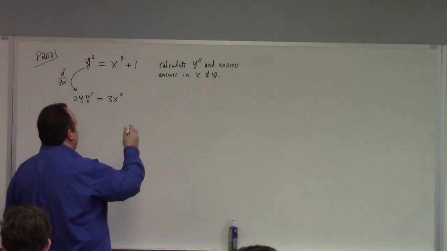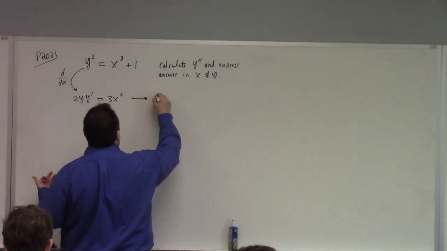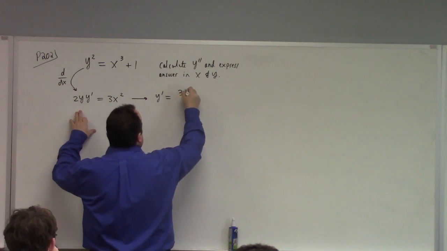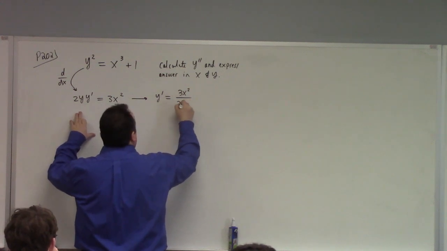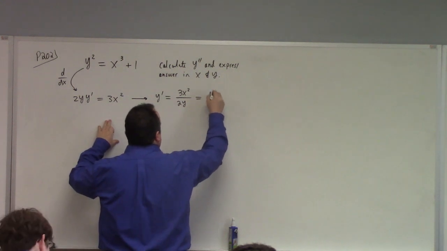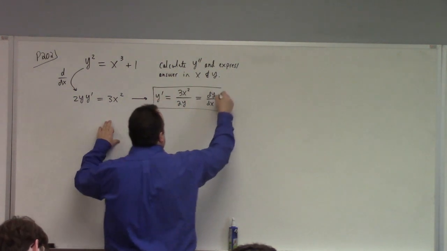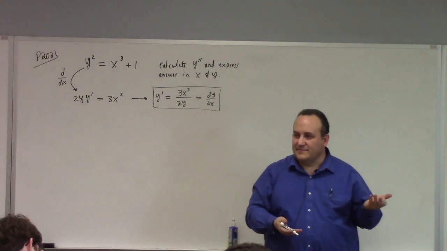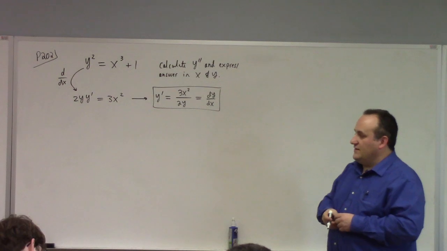If we wanted to find dy dx, we could do it here, right? Or y prime. y prime is equal to what? It's equal to 3x squared divided by 2y. Or you could write dy dx if that makes you feel better about it. Now, that is not the answer to the problem, but it's notable, right? So then how do you find y prime prime?